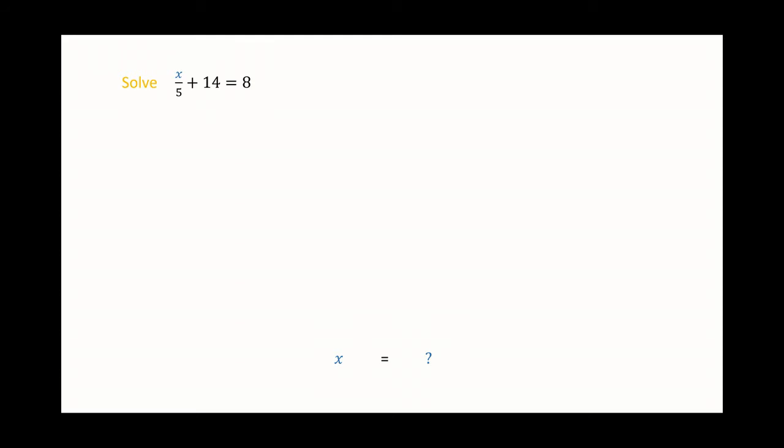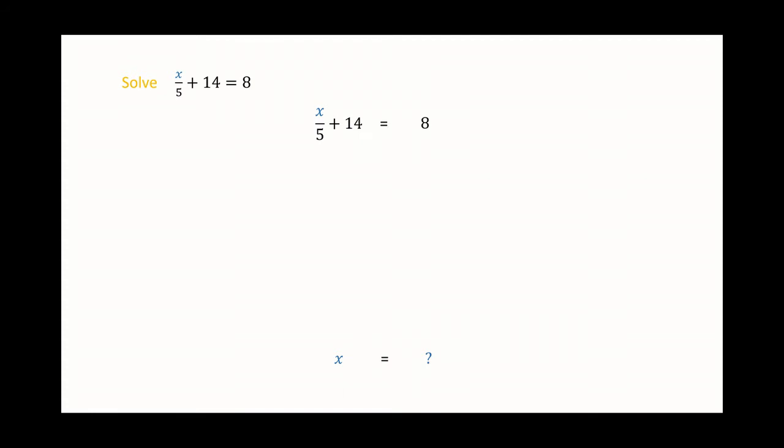Alright, let's begin our example. Here we have x over 5 plus 14 equals to 8. To solve any algebra problem involving the equal sign, whatever you do to the left hand side of this equal sign, you do the same to the right hand side. That's why it's called equals, right? It's totally fair.